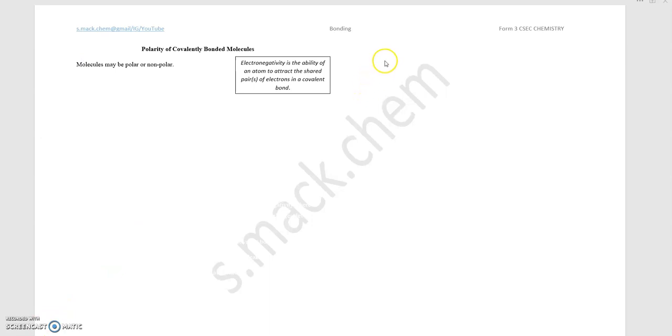Before we continue, let's also take note of the fact that fluorine is the most electronegative element found in the periodic table. And as such, elements such as oxygen and nitrogen are also highly electronegative.